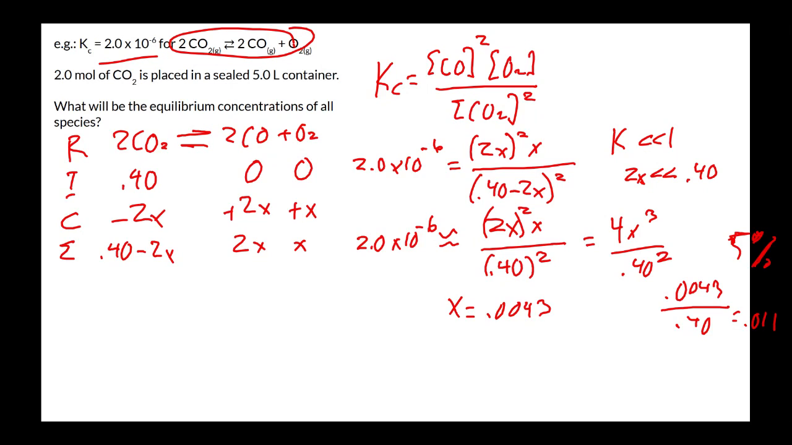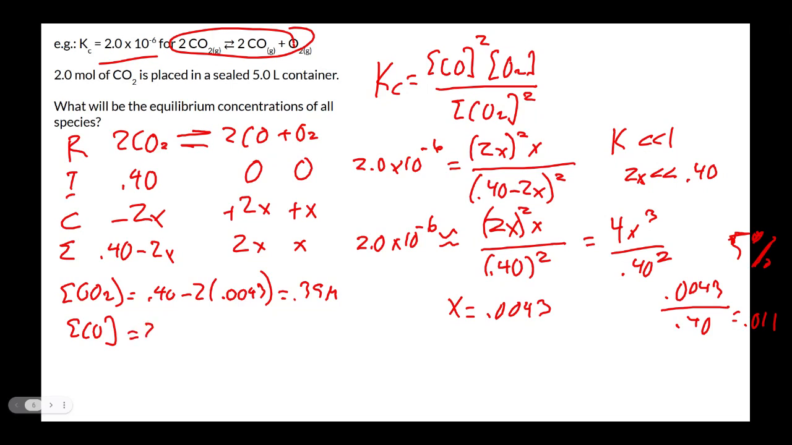Okay, now that we know that, we can solve our ultimate problem here. The concentration of CO2 is going to be 0.40 minus 2 times our x value that we got, and that ends up being 0.39 molar. So you can see it didn't change very much. It only went down 1/100th. So the assumption was fine. The concentration of carbon monoxide was 2 times x, which is 0.0086 molar, and the concentration of oxygen was just x, so that is 0.0043 molar.